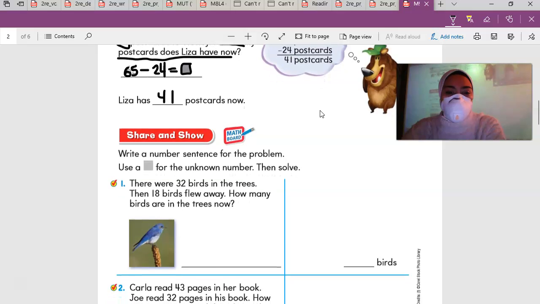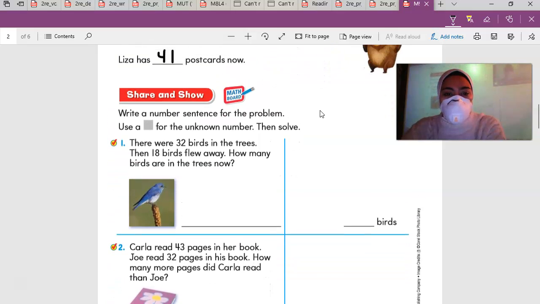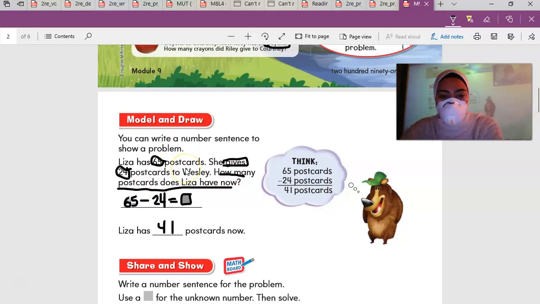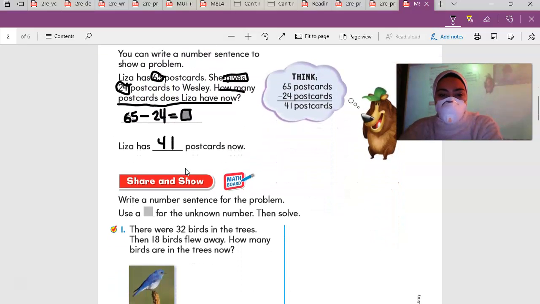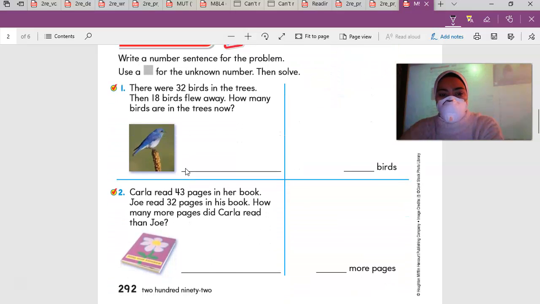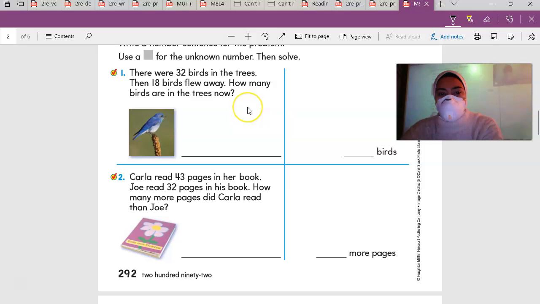For this exercise, it's very important you show your strategies on every single one of them. What does strategies mean? What I'm doing. Circle the number, box the keyword, underline the question. If you don't do that, I promise I'm counting it wrong. Even if your answer is right, I'm still counting it wrong. So use an empty box for the unknown number, then solve.